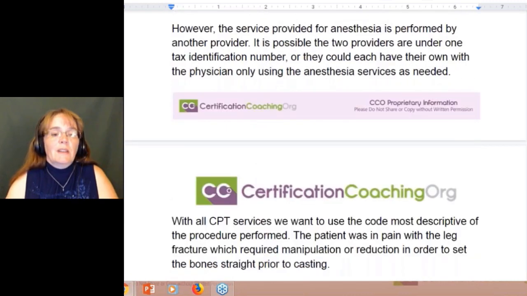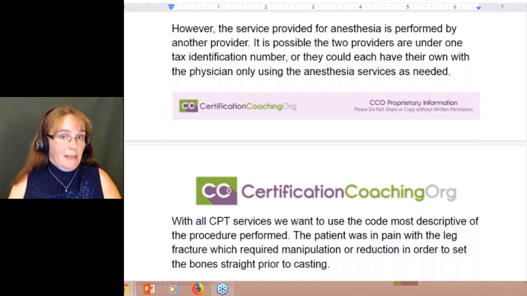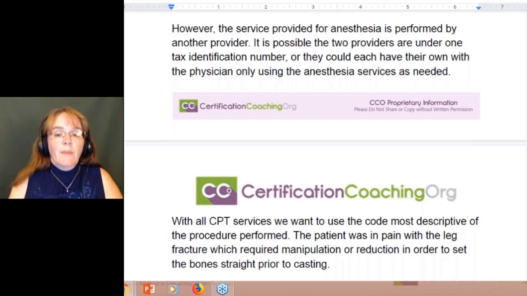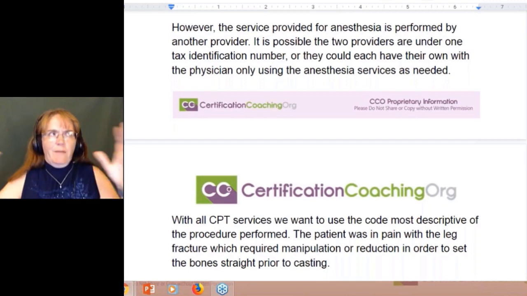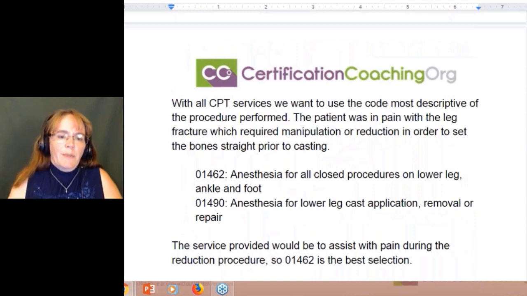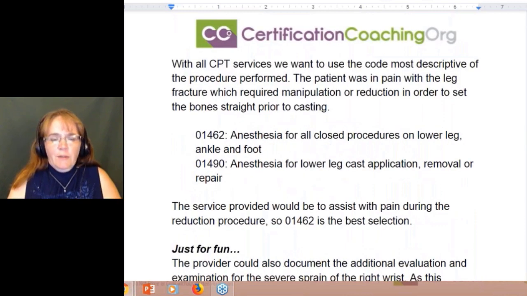So it's possible that these two might be under the same tax ID number, which comes into our billing aspect. But it's possible, like if they're in some kind of large building with a lot of different services, they called somebody in to help them. Either way, you will see in the end.